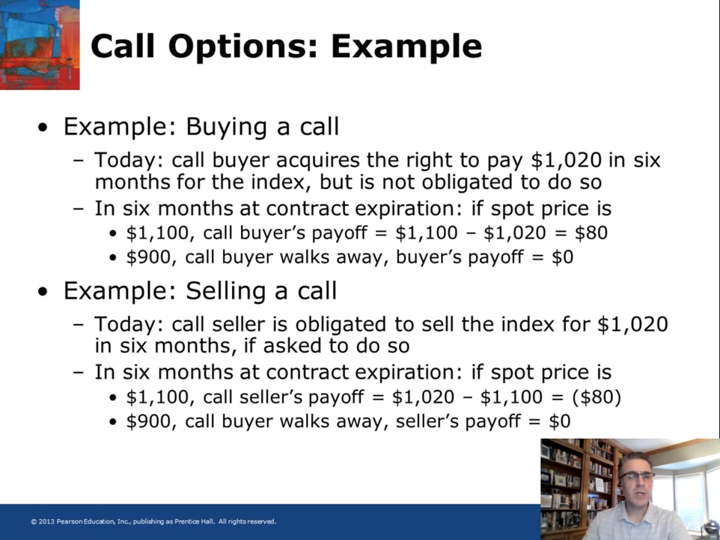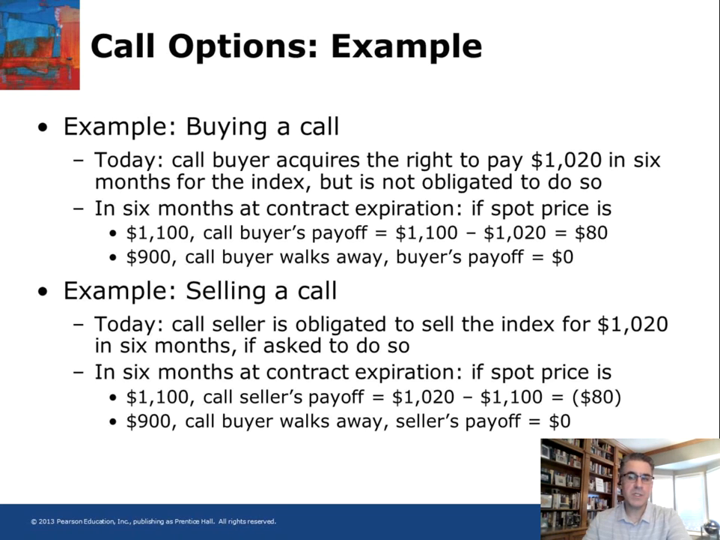So here we have an example of a call option transaction. The buyer of the option obtains the right to buy the underlying stock index for $1,020 6 months from today. If after 6 months the index value is $1,100, then the buyer would exercise the option. In most cases, the option exercise is settled in cash rather than an actual delivery of the underlying asset, as was the case for forwards and futures. So upon exercise, the seller would pay the buyer the difference between the market value of the index, which is $1,100, and the predefined purchase price, which is $1,020. The buyer thus receives a payoff of $80 from the seller.